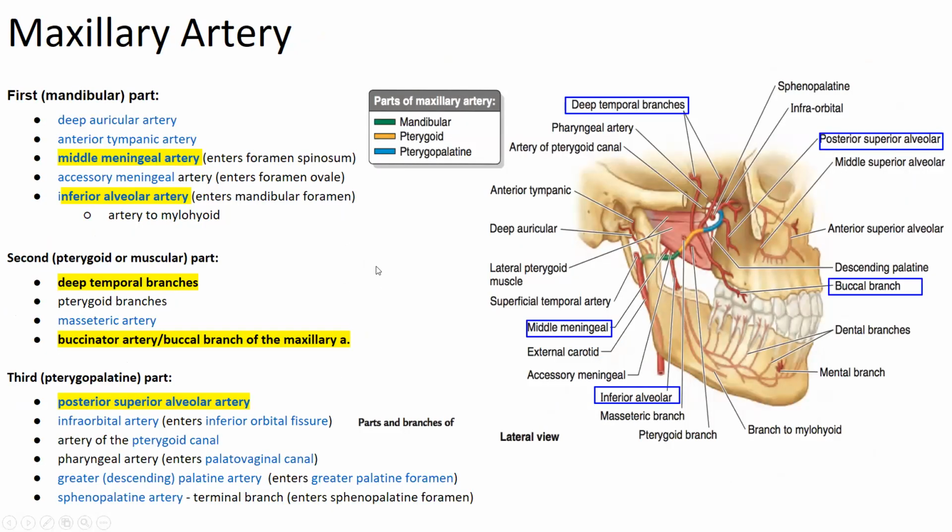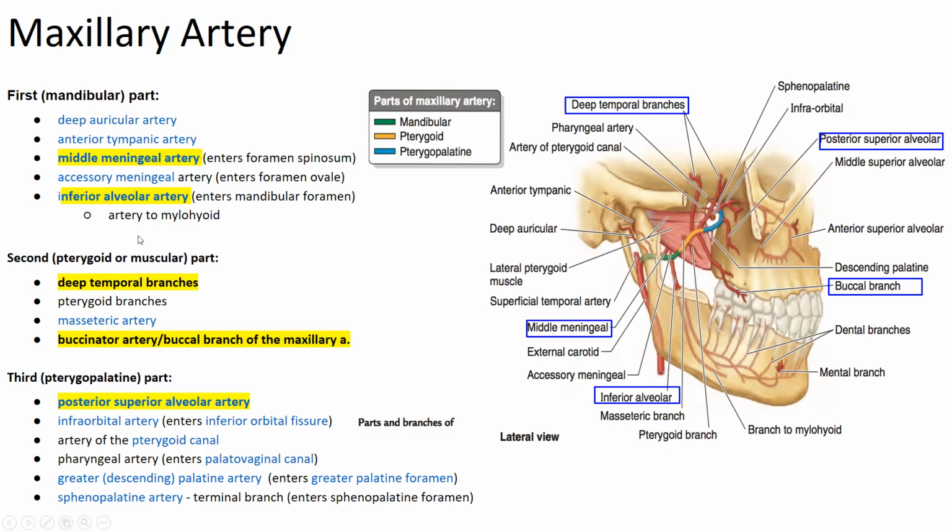I think we're getting close. So the maxillary artery is broken down into three parts. It's got a lot of branches that come off, but there are some specific ones that are more important than others that we like to highlight. So the first part is the mandibular part. That's going to be your most superficial. The middle meningeal, as we talked about, will come off there and enters the foramen spinosum, as well as the inferior alveolar artery, which travels with the inferior alveolar nerve. And that is going to also go into the mandibular foramen.